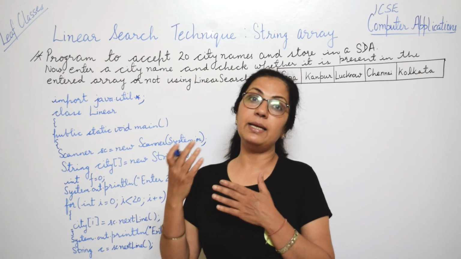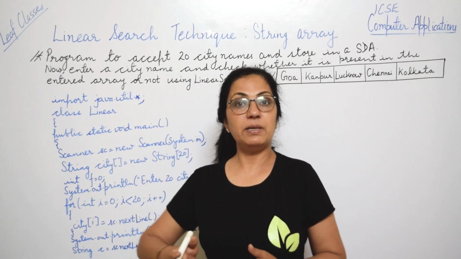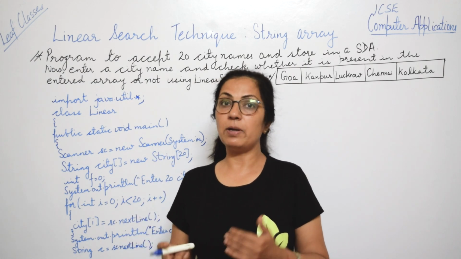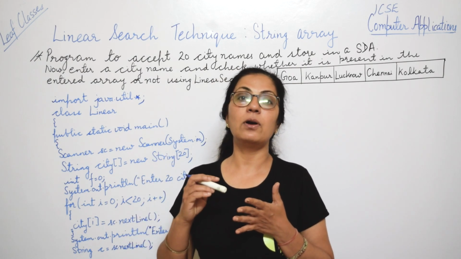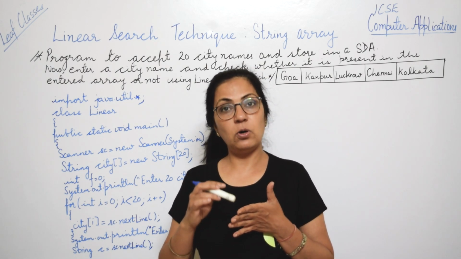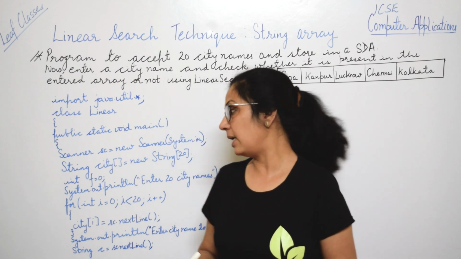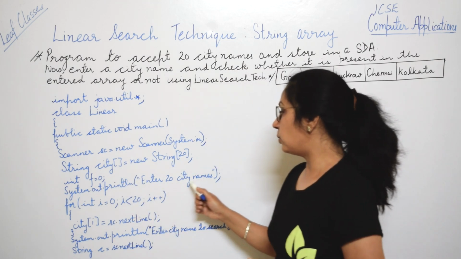Linear search using other primitive data types we have already done. Please go through those videos also, because you have the linear search technique for int type, for float, for double, for char, for all other data types in your syllabus. Then you enter 20 city names.